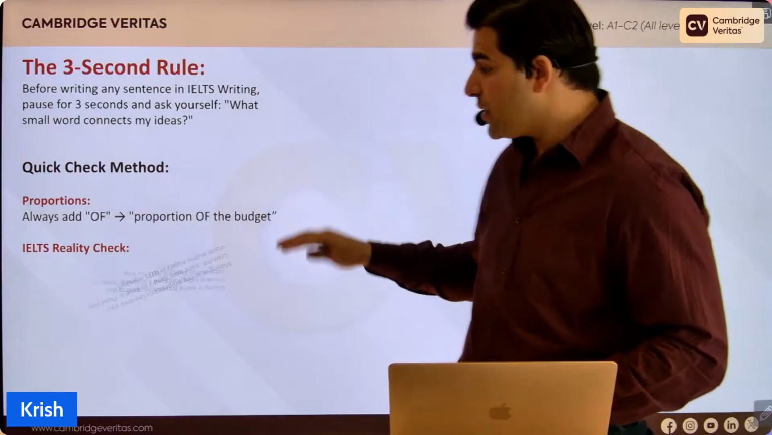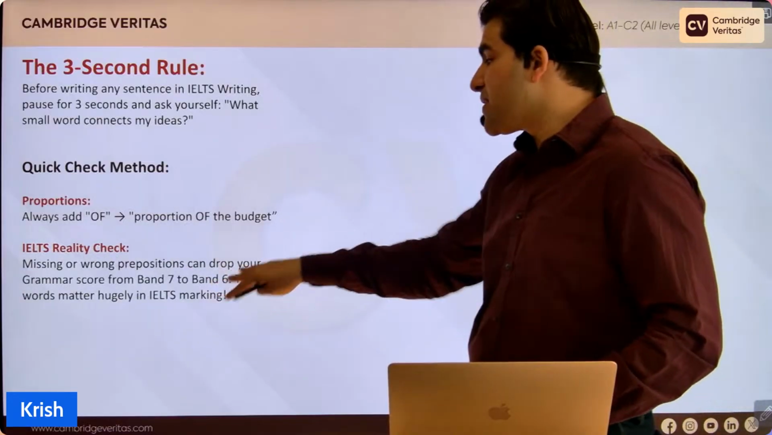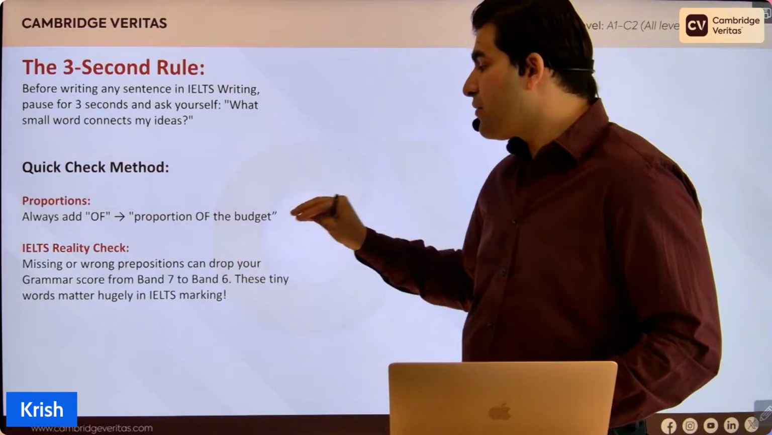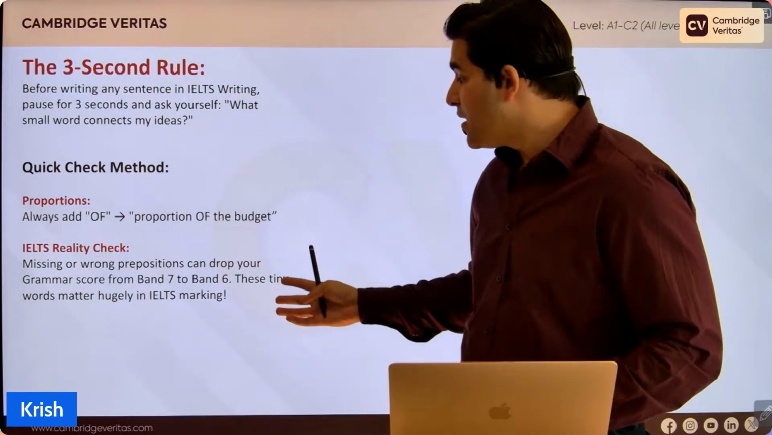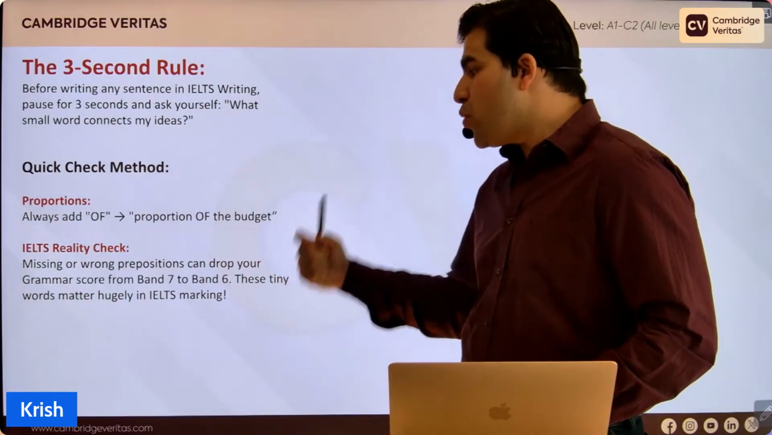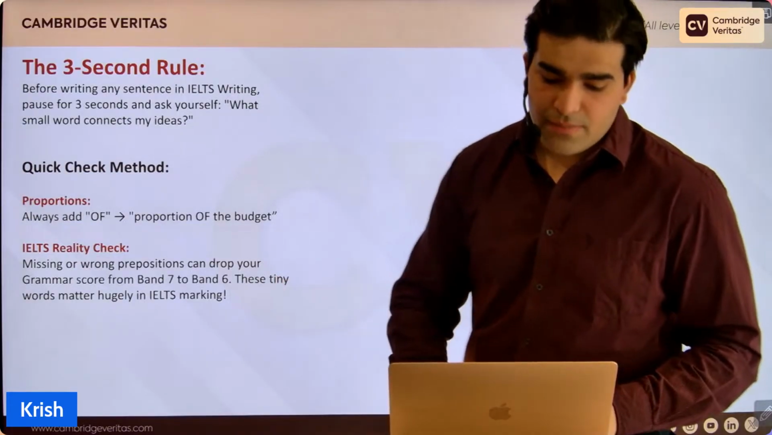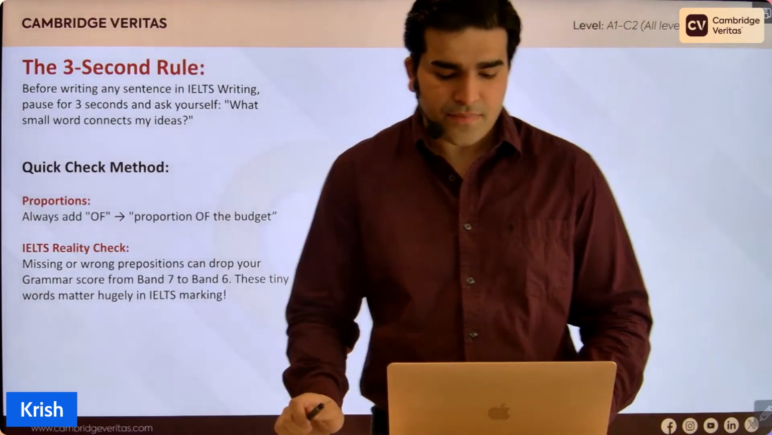So that's very, very important. Missing or wrong prepositions can drop your grammar score from band 7 to band 6 for that matter. These tiny words matter hugely when it comes to IELTS marking.